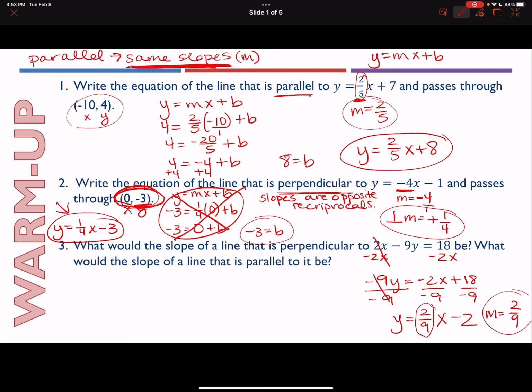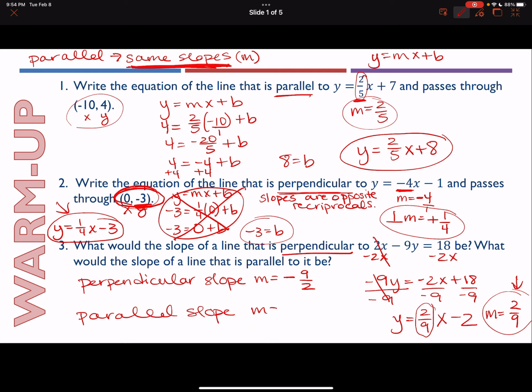So now the question is, what's the slope of a line that's perpendicular? So the perpendicular slope, remember, it's going to be the opposite reciprocal. So I have to switch the sign. The original slope was positive, so I make it negative, and then I flip the fraction. So negative 9 over 2. That would be my perpendicular slope that I would then plug into my new equation. And my parallel slope is going to be the same as the original. So you just go back and say your m is going to be 2 over 9, right?